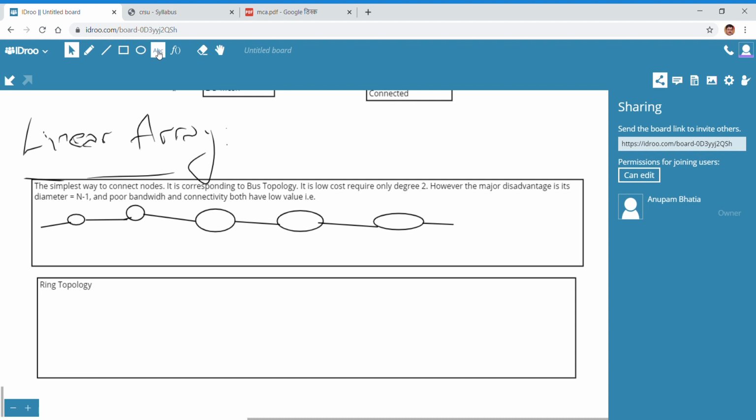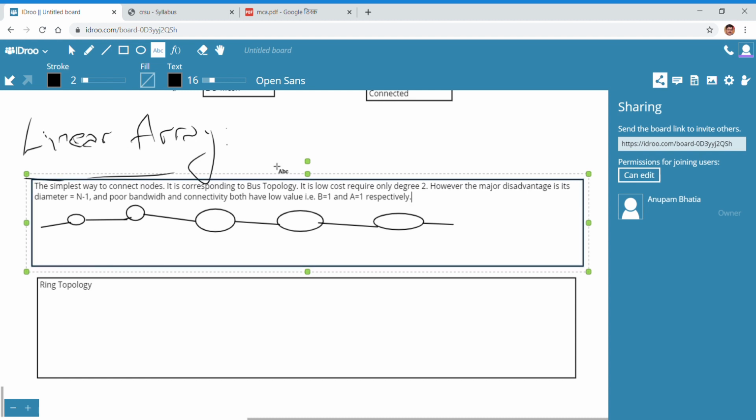I'm just going to write it again: b is equal to 1 and a is equal to 1. Because if you want to divide this particular network into two different parts, you just need to remove only one node. That is a major disadvantage of this particular network. Otherwise, it's very simple to communicate from one channel to another.